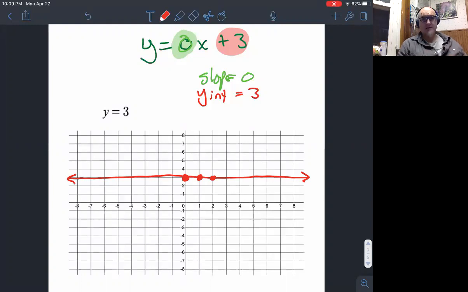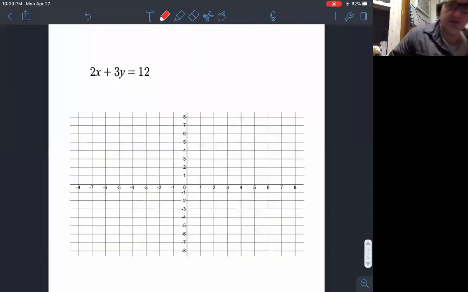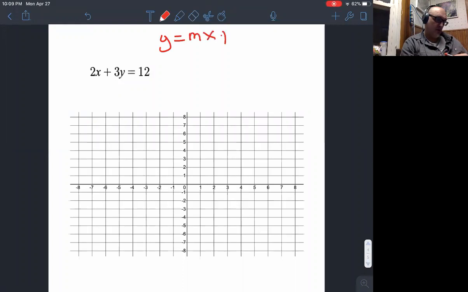So I've got one more example. This equation is not in slope-intercept form. A couple days ago, I went over a couple of questions with you to see how you put something into slope-intercept form. In order for that to be the case, it has to say y equals stuff, or mx plus b. So I've got to get the y by itself.